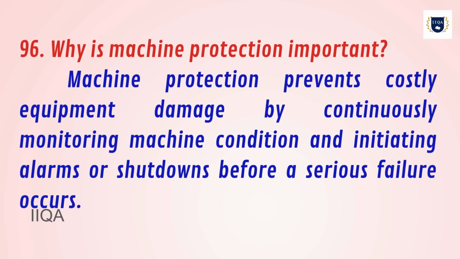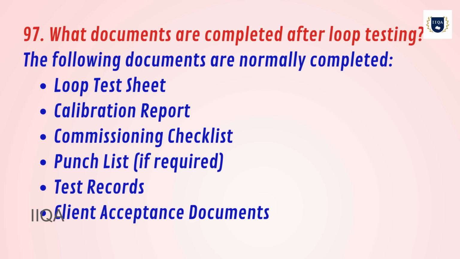96. Why is machine protection important? Machine protection prevents costly equipment damage by continuously monitoring machine condition and initiating alarms or shutdowns before a serious failure occurs.